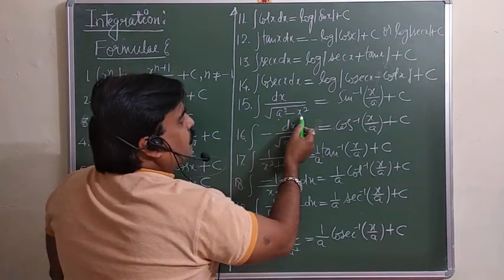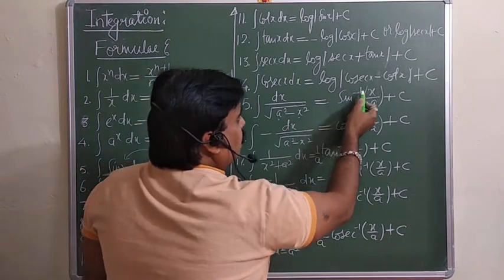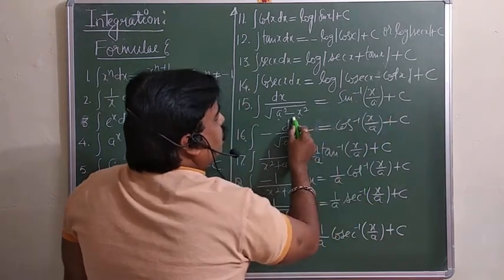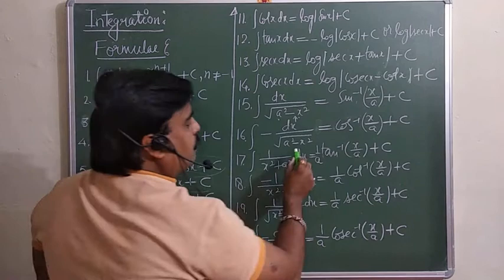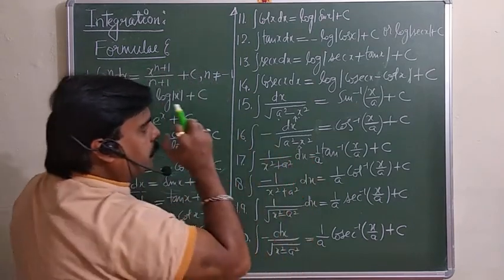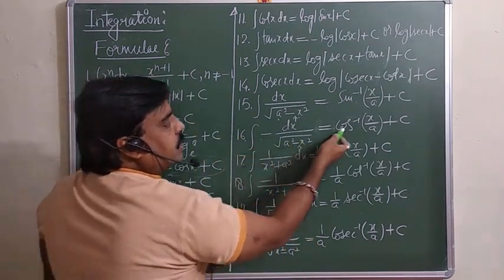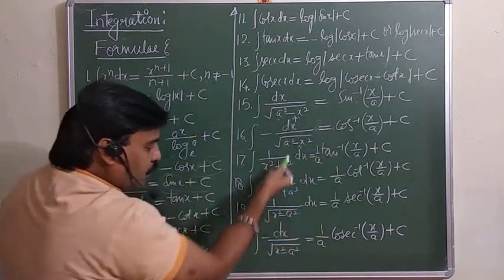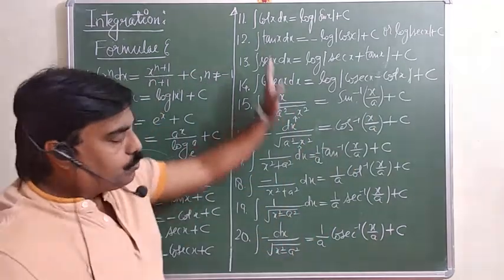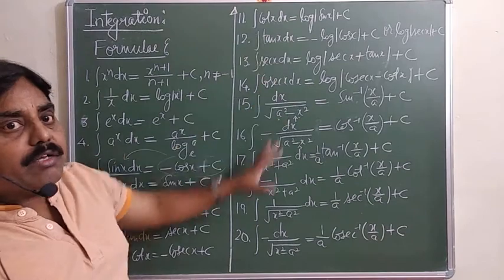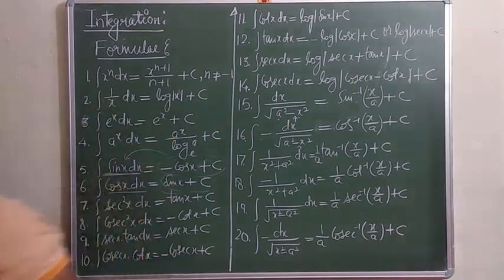Like dx over under root a square minus x square. This is your constant square minus variable square, that is equal to sin inverse x over a. Here the coefficient of x square must be 1. That is the important point here. If there is a minus dx over this one, you can write it as cos inverse. So these are a few formulas; you can go through them. Now we will discuss the methods of integration. Have a look.